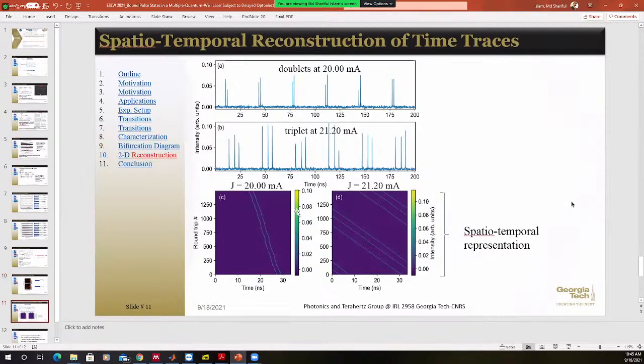So this is the spatiotemporal reconstruction, which we present to confirm that the pulse structures are indeed bound pulse states. So we can see over several round trips that the separation between the pulses in the case of the doublet pulsing and the triplet pulsing remain the same, and the repetition from one structure to the next one also remains the same, which clearly shows that these are instances of bound pulse states.